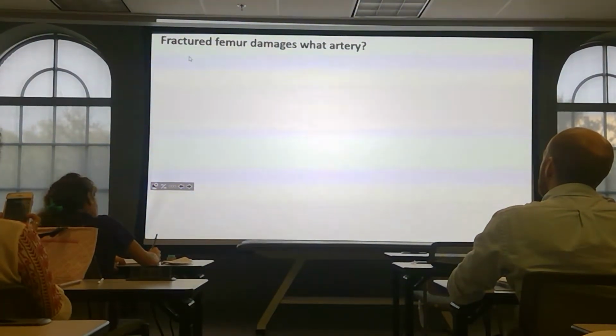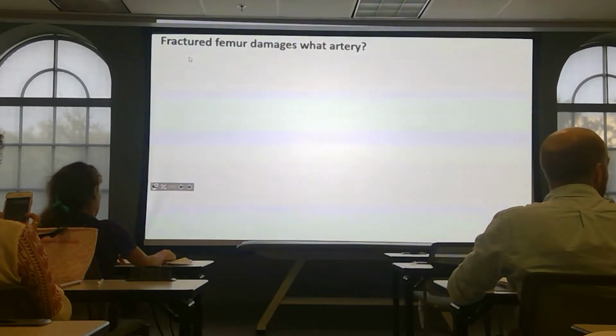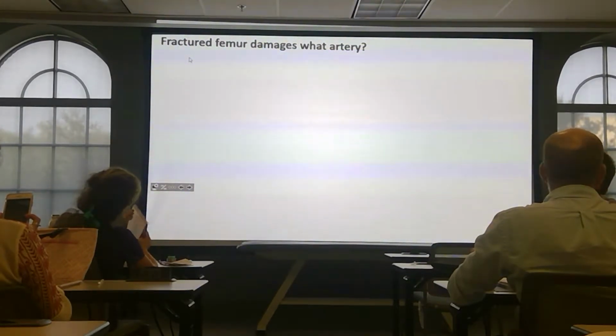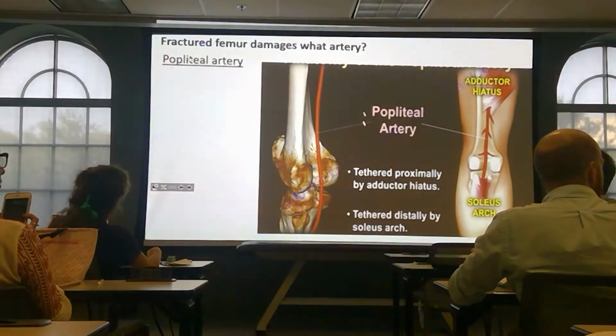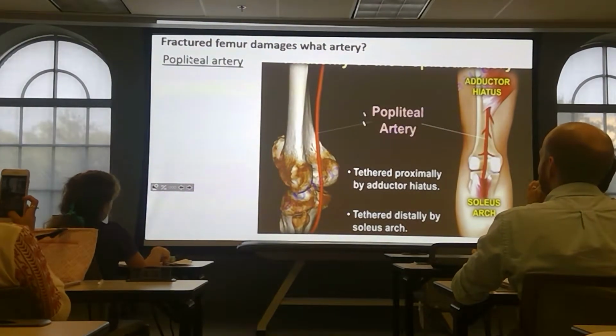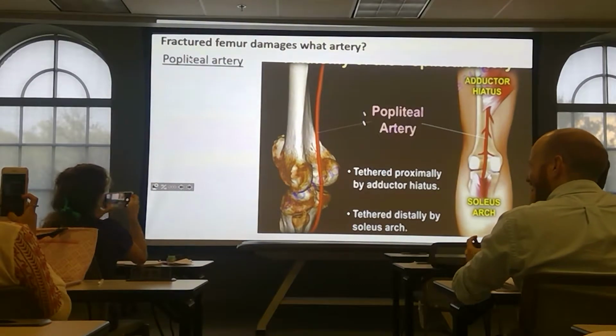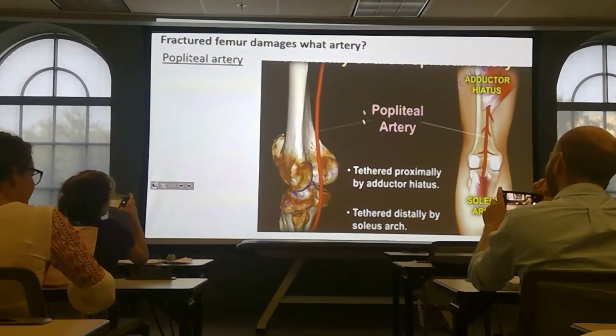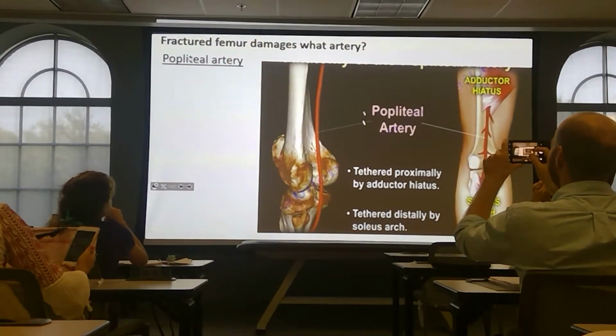A fractured distal femur can damage what artery? Because the pull of the muscles will pull that bone back into where? What's going to be the artery? The popliteal artery. So the popliteal artery runs back. If you have a fractured distal femur, the muscles are going to pull all of that fracture back into the popliteal space, and it can damage the popliteal artery.